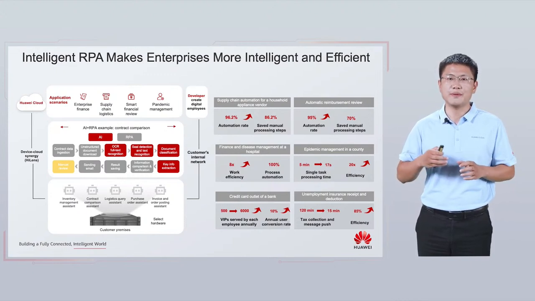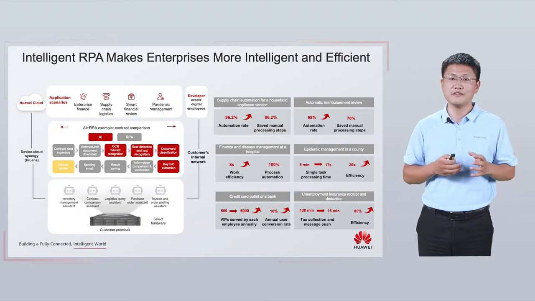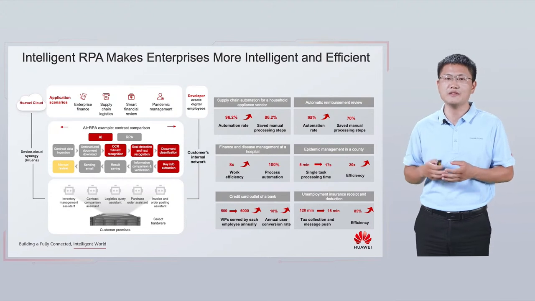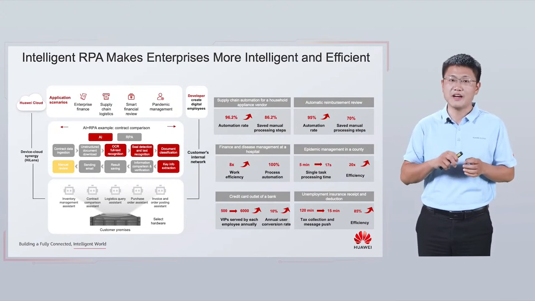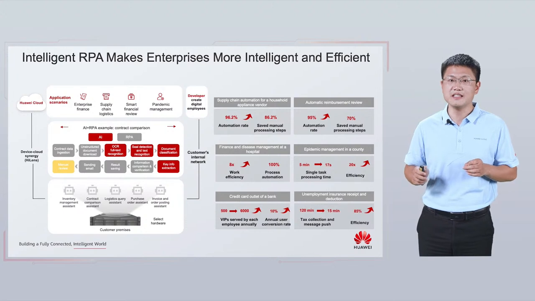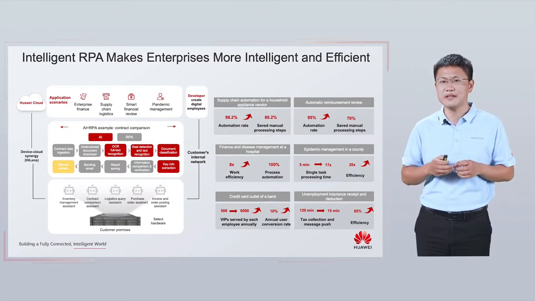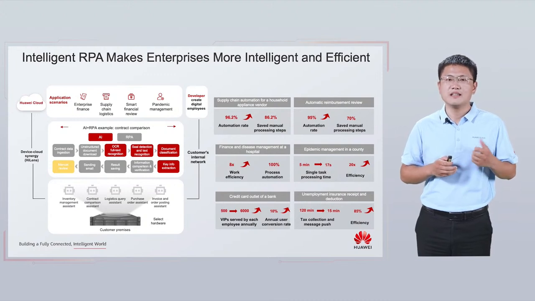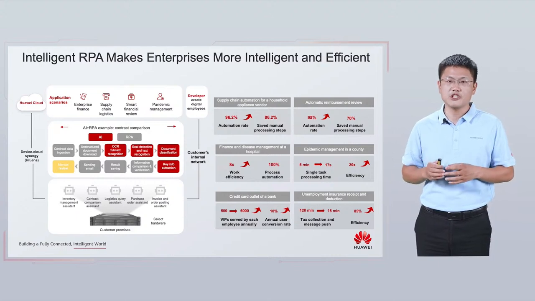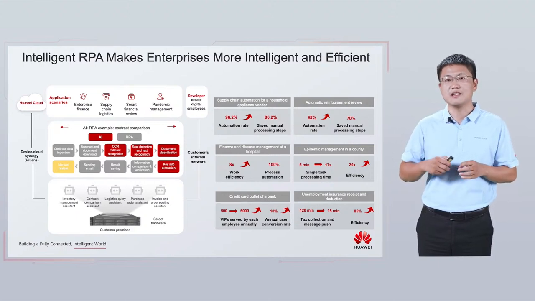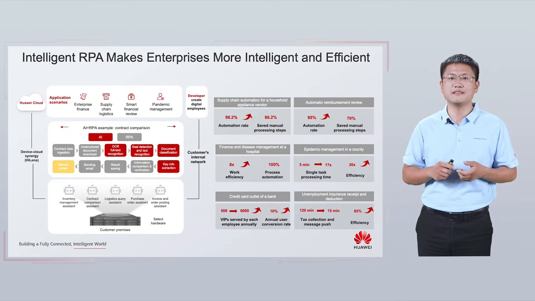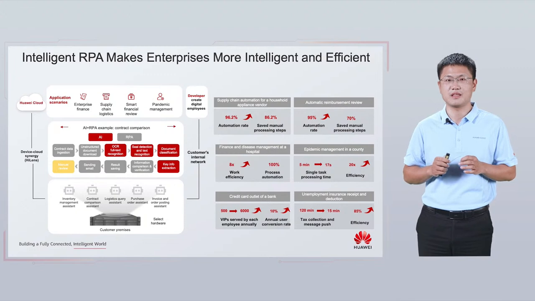In the contract comparison scenario, if a contract file has dozens of pages, it takes a long time to manually compare the content and find the differences, and it is easy to miss some differences. How does the intelligent RPA automate this task? First, it obtains the contract file, uses OCR for text recognition to recognize text, including seals and handwritten characters, and then performs text comparison.